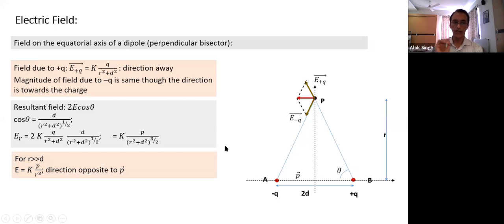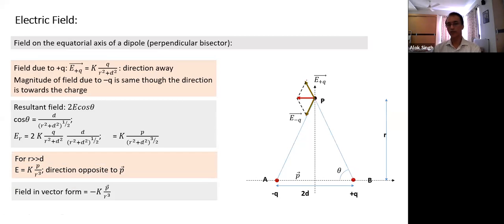On the axis, the field points in the dipole moment direction. Here it points in the left direction, and the magnitude of the field is equal to Kp by R cube. Which direction? Opposite to P. Hence, I can write in vector form: minus K into P bar divided by R cube.